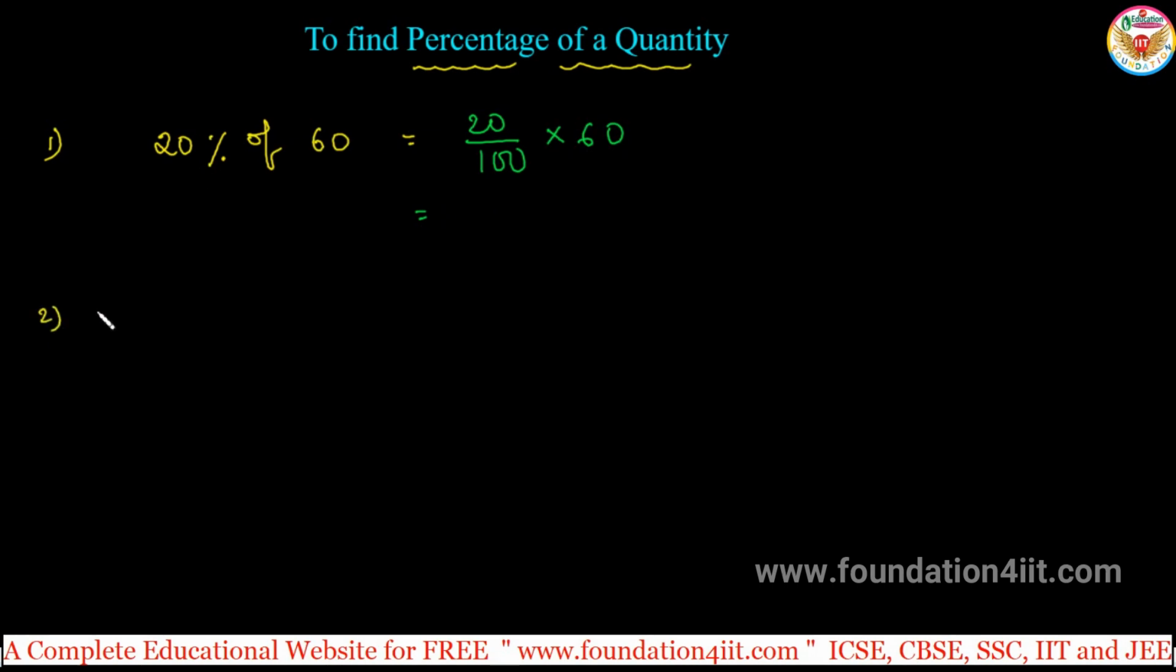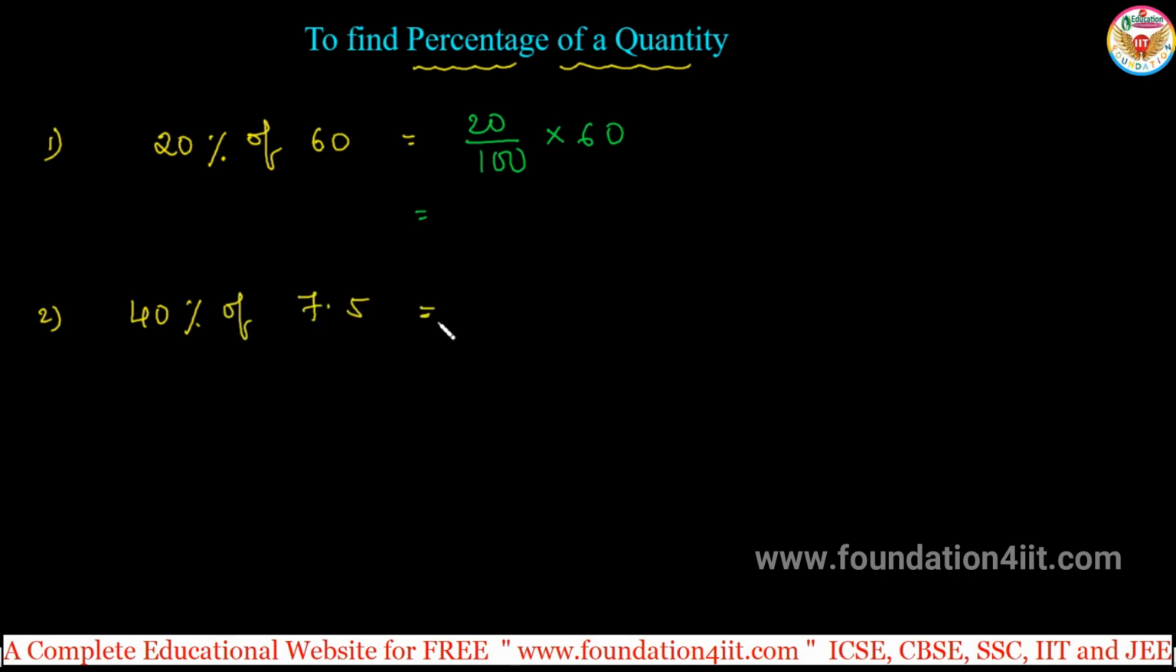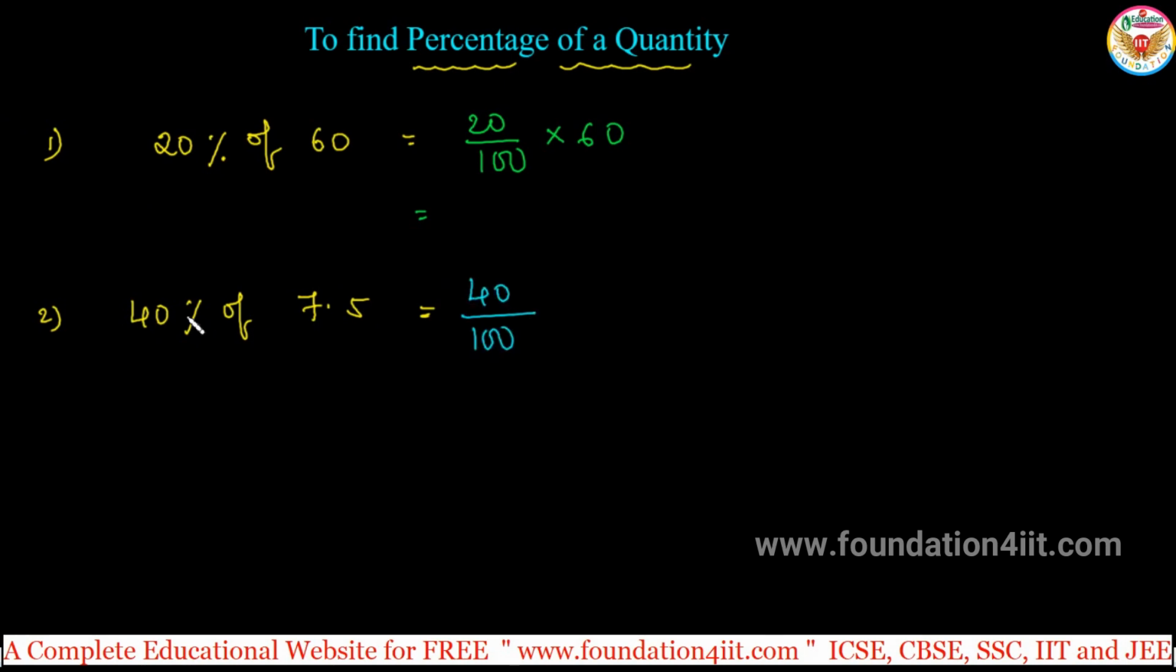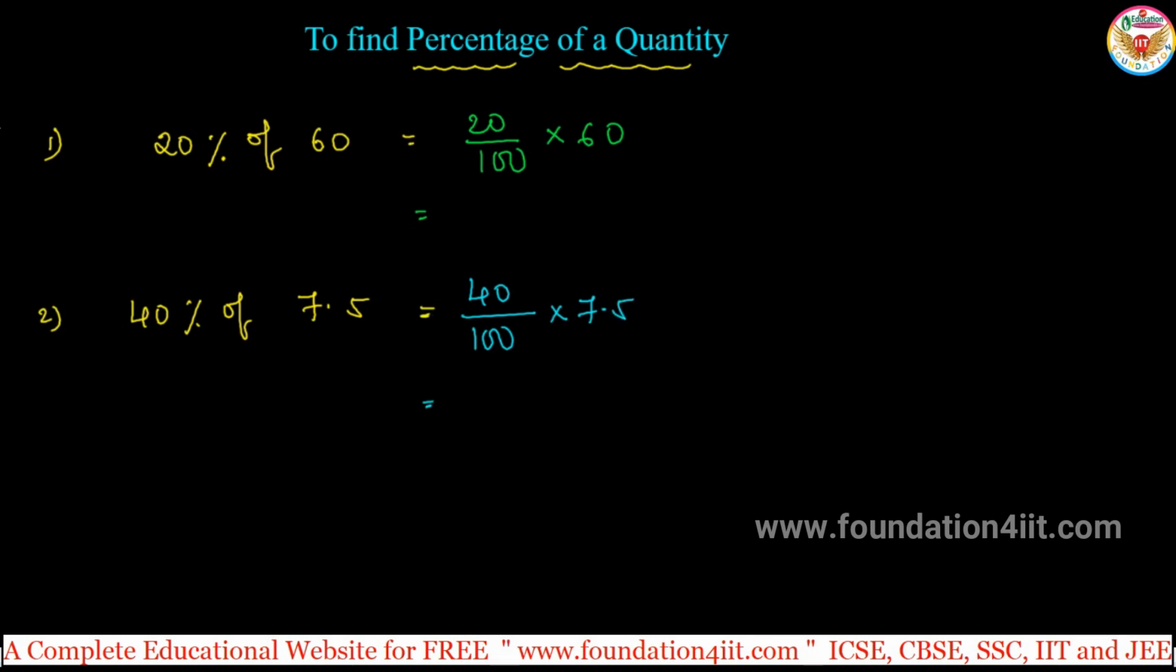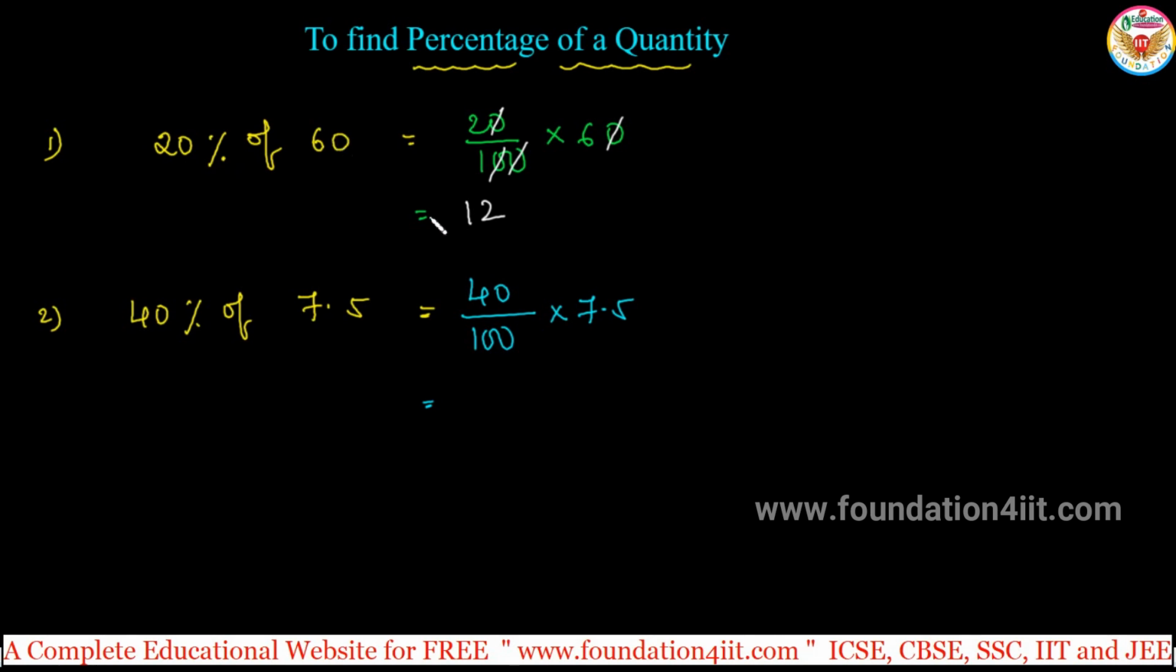Same way, they're asking 40 percentage of 7.5. So in this 40 by 100. So remove this percentage symbol, so divide by 100 of into 7.5. So this we have to calculate to get the answer. So calculation is simple. 0 0 cancel and 2 6s are 12. So 20% of 60 is 12.